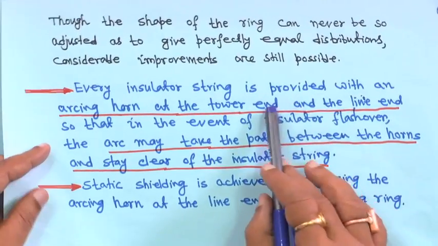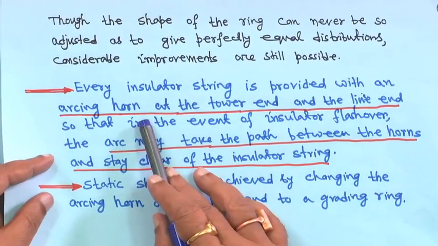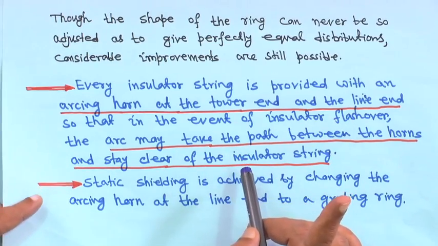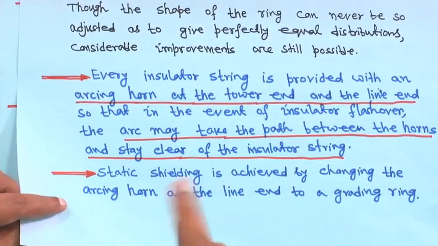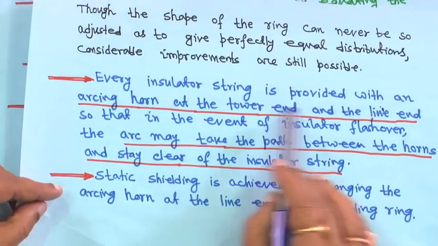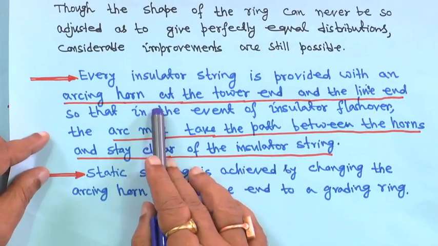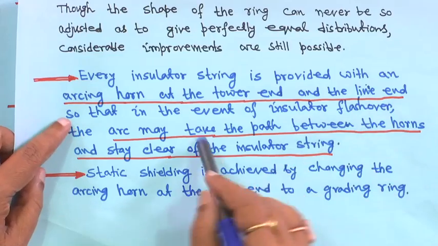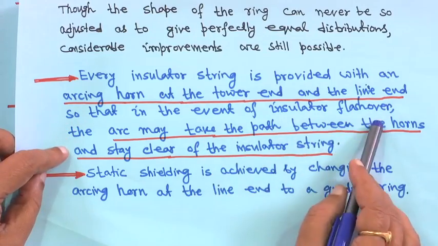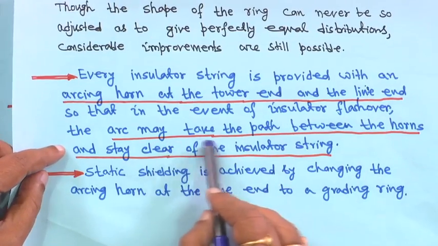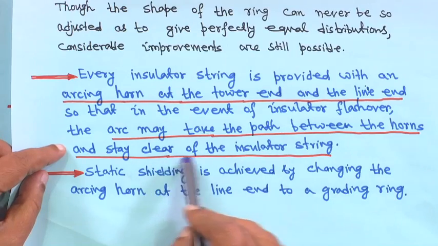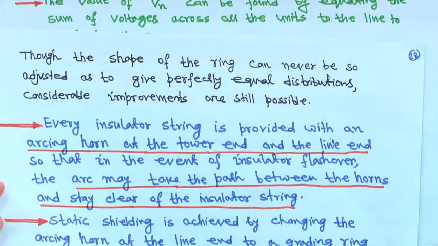So, every insulator string is provided with an arcing horn at the lower end and at the line end. If you observe the insulator, you will find it is provided with an arcing horn at the top and bottom, on the tower side and the line end, so that in the event of insulator flashover, the arc may take the path between the horns and stay clear of the insulator string. So, on the top and the bottom you will find some arc horn there.